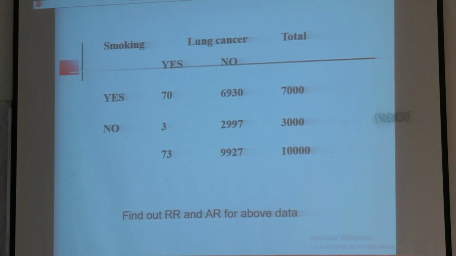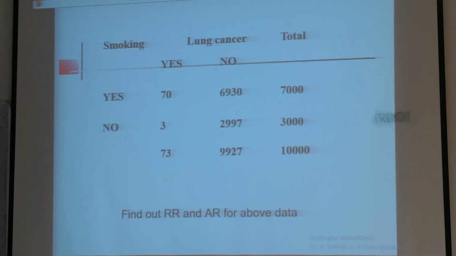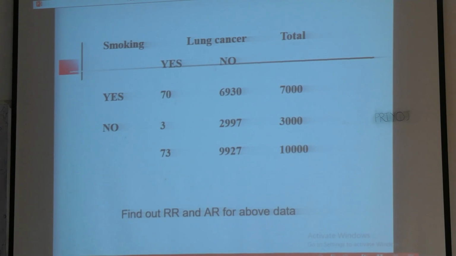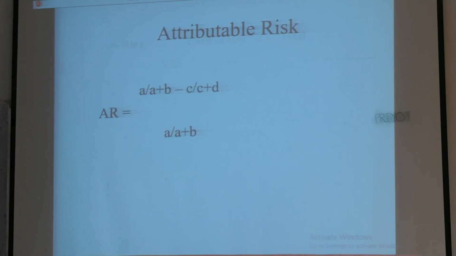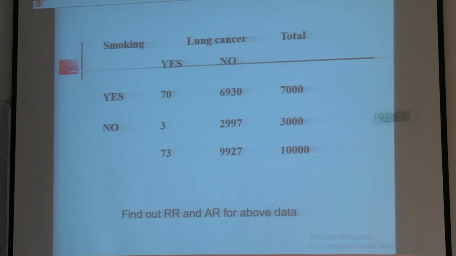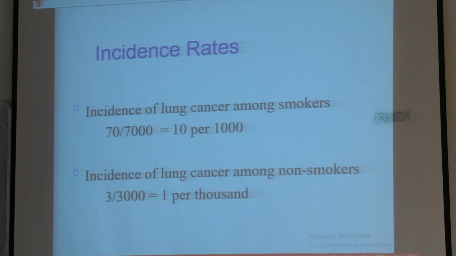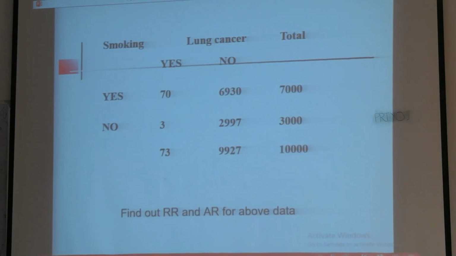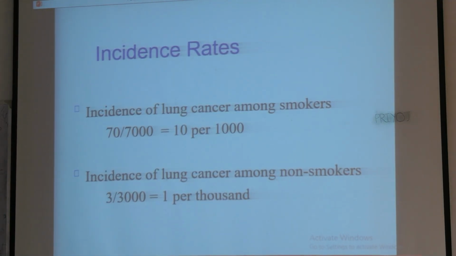So how do you calculate relative risk and attributable risk for the above data? Here we have 70 people out of 7,000. Incidence among exposed is A by A plus B, that is 70 by 7,000, which is 10 per 1,000. So the incidence of lung cancer among smokers is 70 by 7,000. Now lung cancer among non-smokers is 3 by 3,000, that is 1 per 1,000.